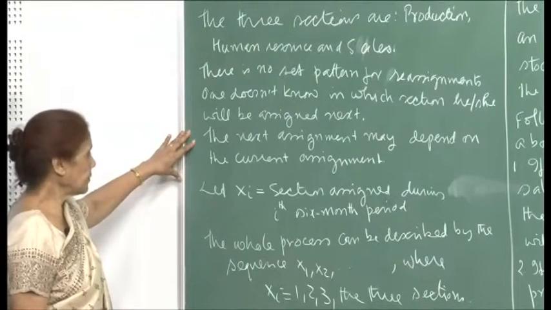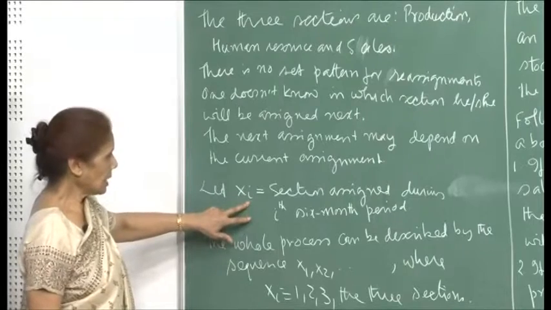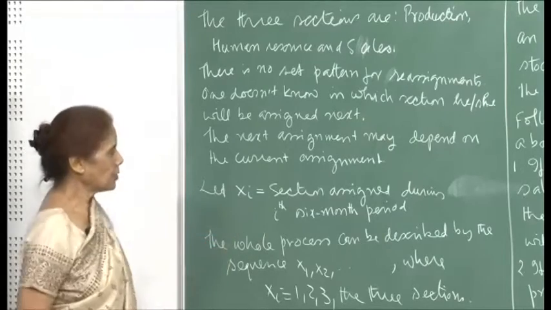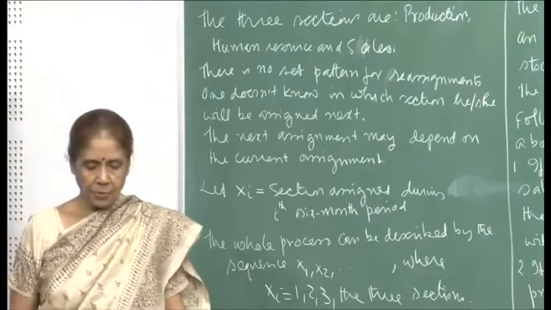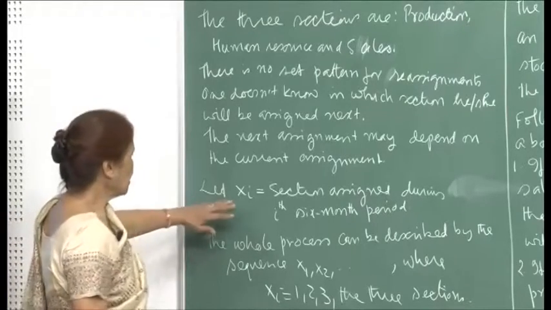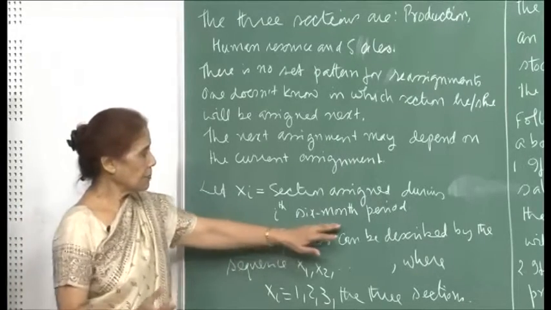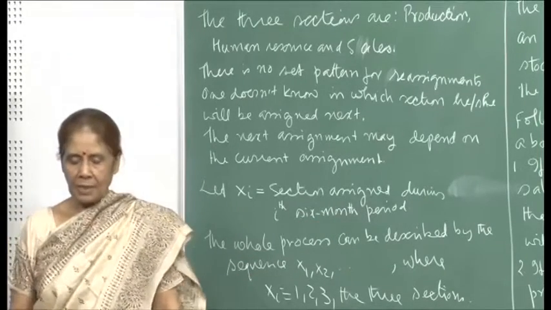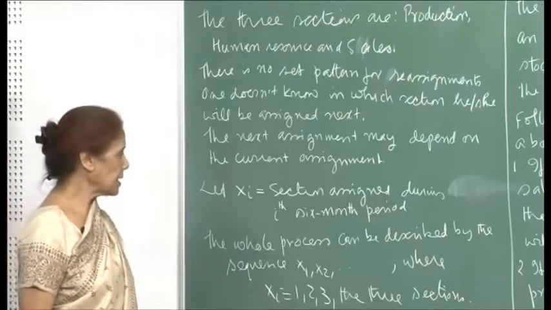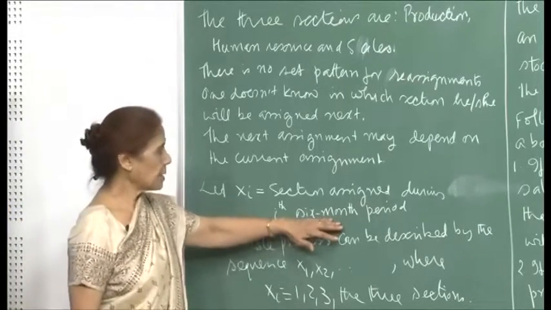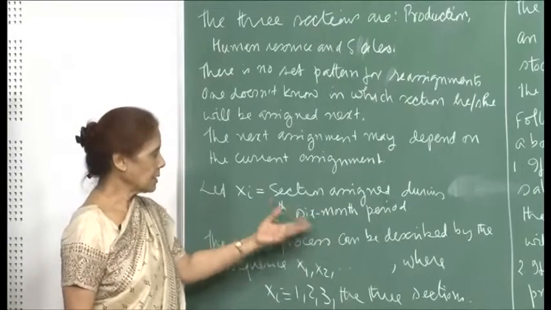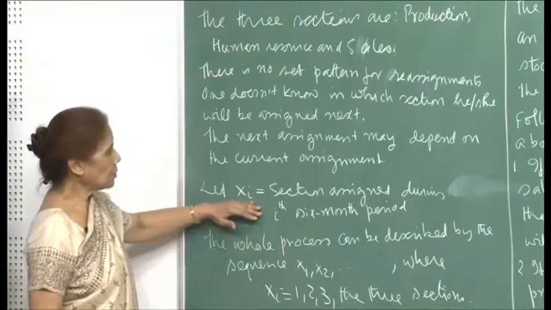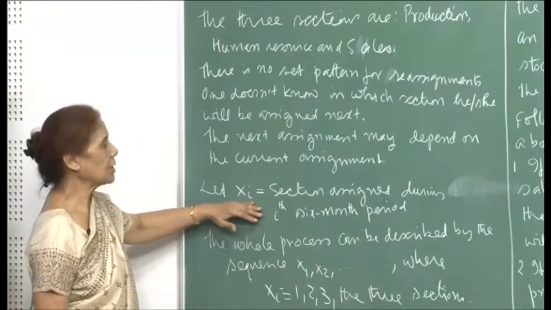So, if we let xi denote the section assigned during the ith 6-month period, that means now you look at one employee's profile. Just take one employee and look at his profile in the sense that you want to keep on measuring. Your time period is a 6-month time period. When you get assigned to a section, it is for a 6-month period, and then at the end of it there will be another assignment to sections, and you may either stay in the same section or get transferred to another one. So, let xi denote the section assigned during the ith 6-month period.